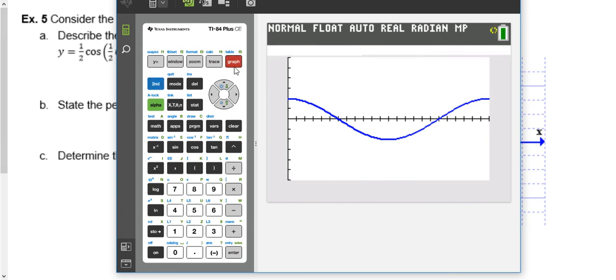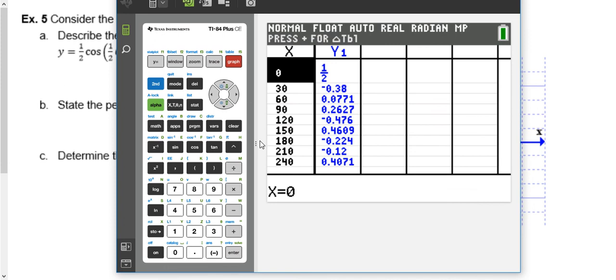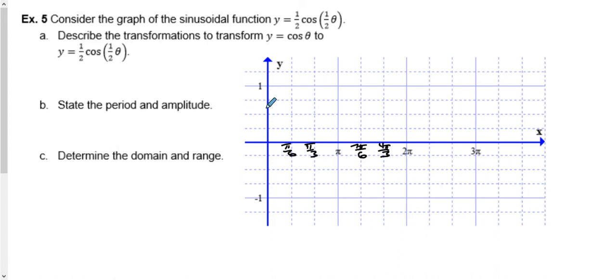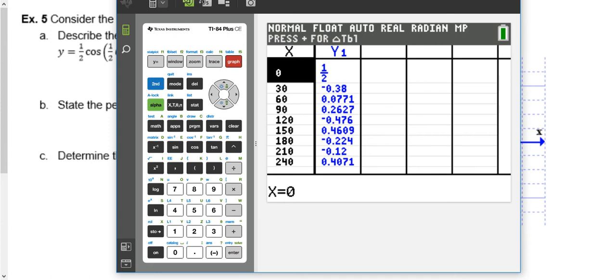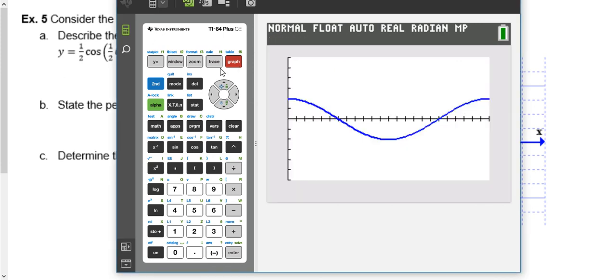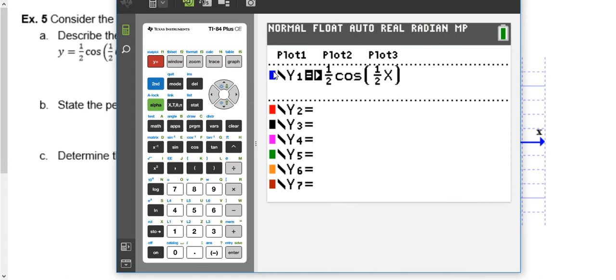Again, you're going to go second graph, bring up a table of values, and pick off some coordinates here. So at 0, you should have had a coordinate at a half. The next one's a bit tricky. You're guessing where negative 0.37 is. So yeah, let's try our best to graph this.